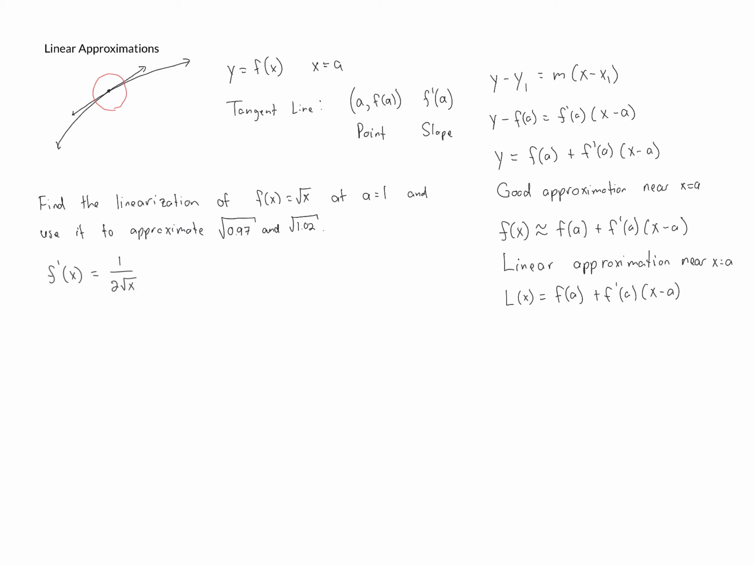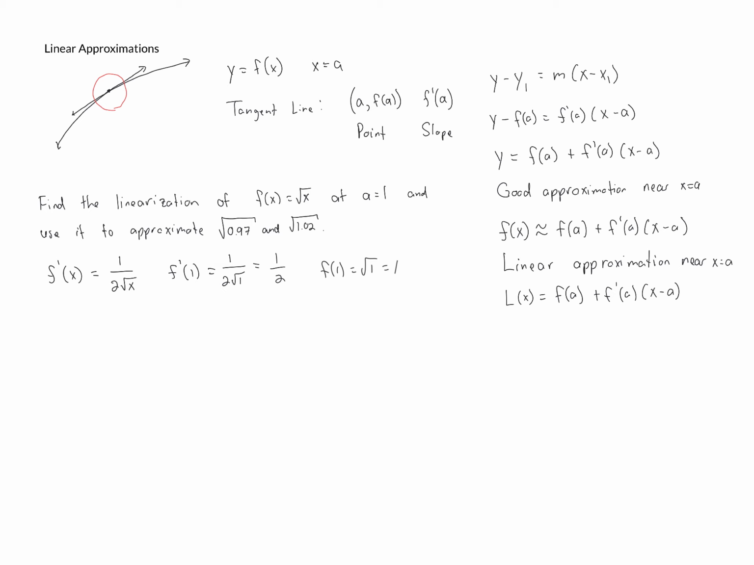And we want to evaluate this at a equals 1. So we want the derivative at 1. That's going to be 1 over 2 root 1, which is 1/2. So f prime of 1 is 1/2. We're also going to need f of 1. And of course, f of 1 is just the square root of 1, which is 1.